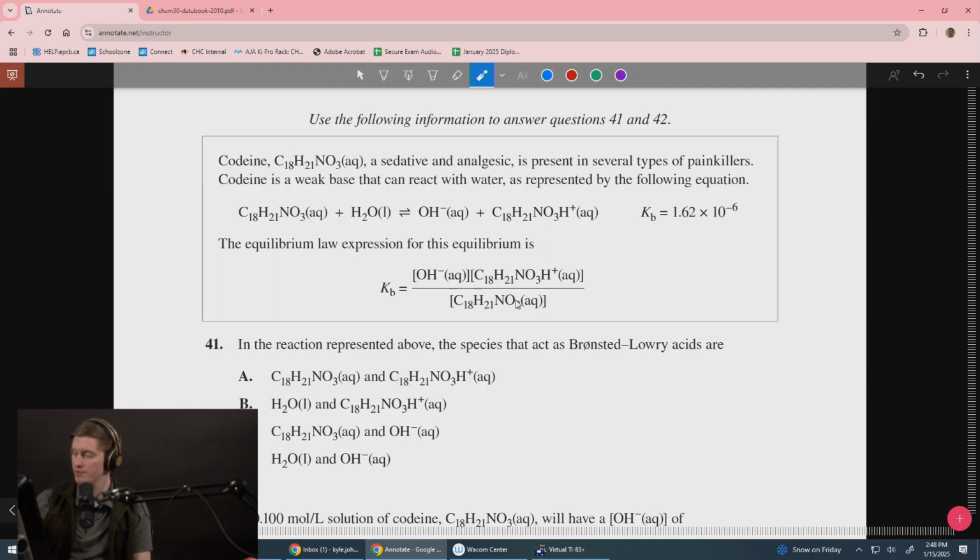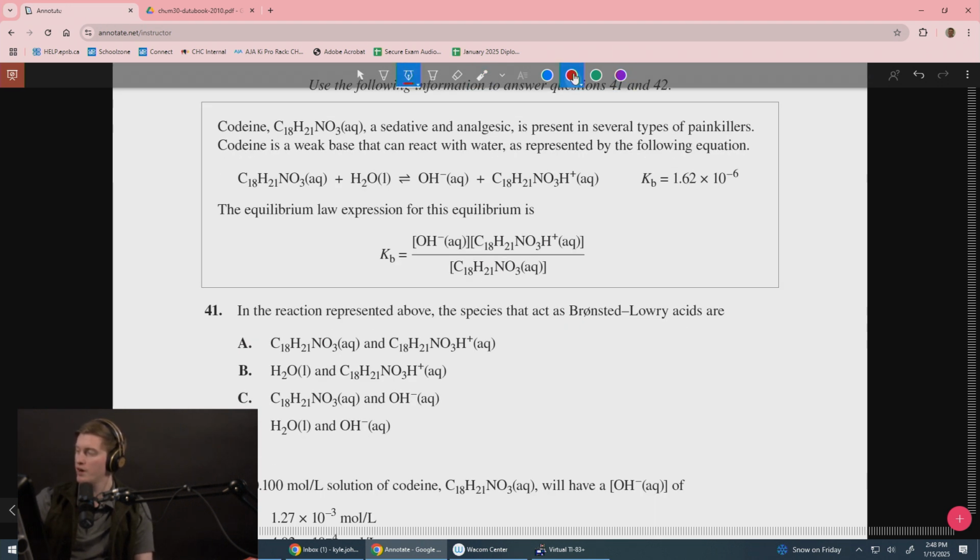In the reaction represented above, the species that act as Bronsted-Lowry acids. Bronsted-Lowry acids are our proton donors. Now, in the forward reaction here, it is the water molecule that donates a proton to the codeine molecule. And in the reverse reaction, going this way, it is the codeine's conjugate acid that donates a proton to the hydroxide to make the reaction go this way. So our two proton donors are water and the conjugate acid of the weak base codeine.